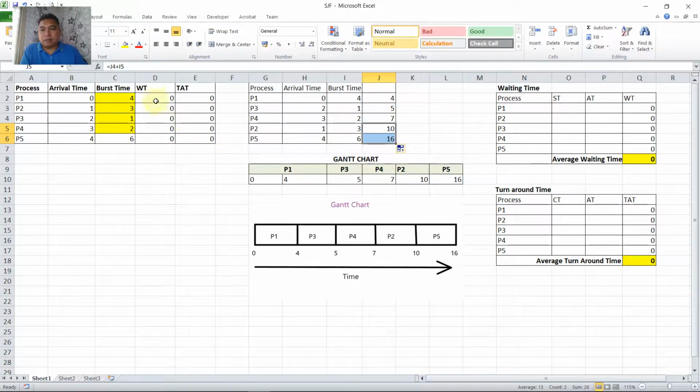Okay, next, we'll solve for the WT. WT is the waiting time. To solve that one, starting time minus arrival time is waiting time. The starting time for P1 is 0. Arrival time for P1 is 0.